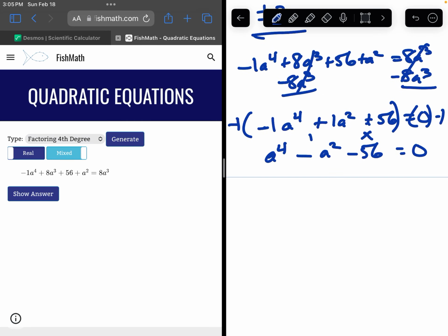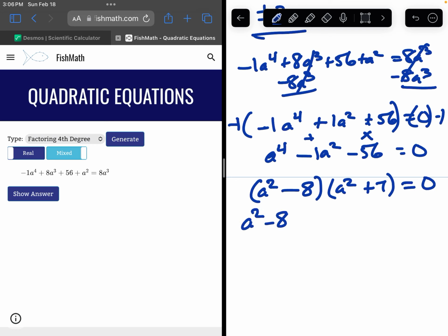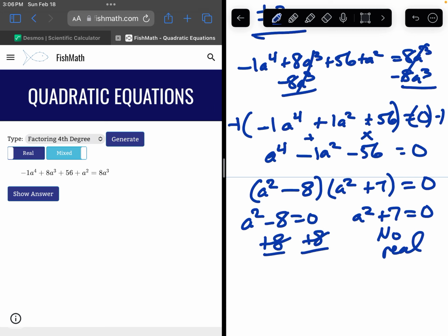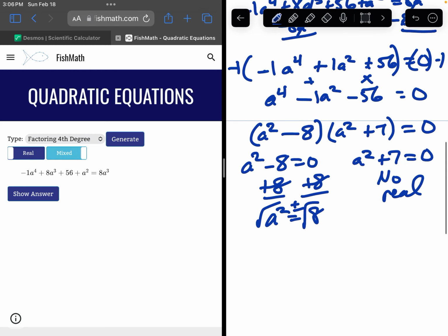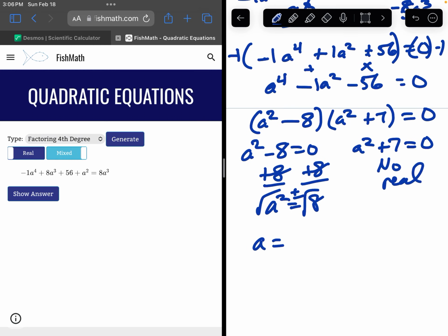And then we could, again, multiply to this, add to the negative 1. That would be a negative 8 and a positive 7. That's the two factors. Setting each one equal to 0, again, this one is going to be no real solutions. But this one, if you add 8 over, you get a squared equals 8. Take a square root, plus or minus, don't forget. So a would equal plus or minus square root of 8.